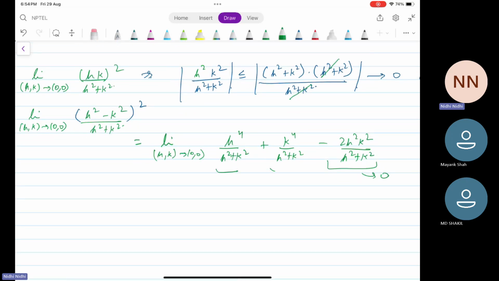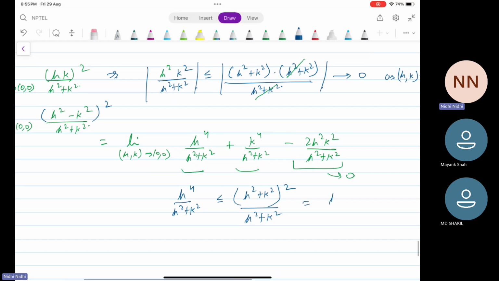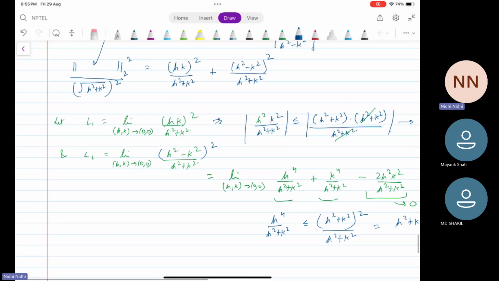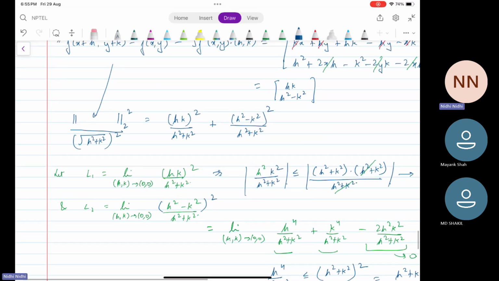And for these two, again, we can write h power 4 over h square plus k square is less than or equal to h square plus k square whole square upon h square plus k square, which is h square plus k square, which goes to 0 as h and k go to 0. Similarly for k power 4. So therefore, both the limits L1 and L2 are going to 0.